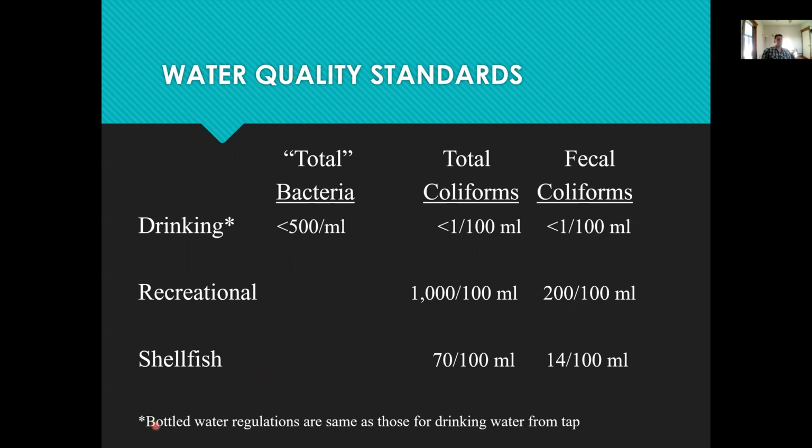I thought I'd also just point out here that bottled water regulations are the same as those for drinking water from the tap. So technically, tap water quality should be the same as bottled water quality. I know a lot of people end up buying bottled water because they feel it's of higher quality, but based on the legal requirement, it's not legally required to be of higher quality.